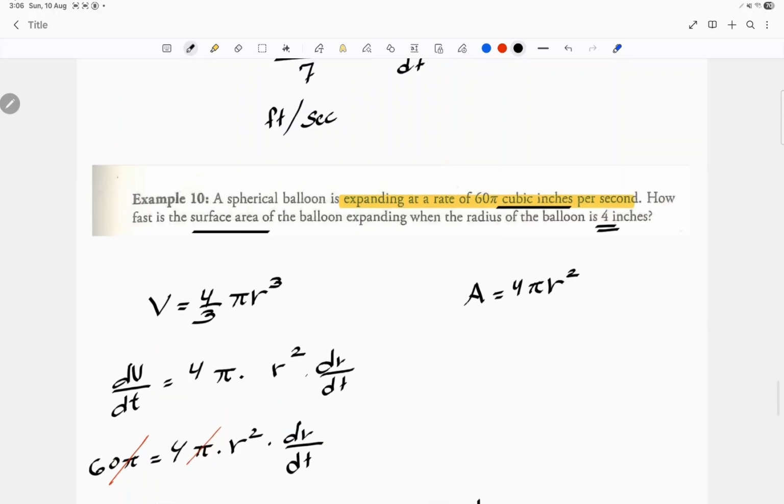Now, we want to find the area. Actually, you want to find how fast the area is expanding. How fast means derivative. So you must now differentiate this guy.